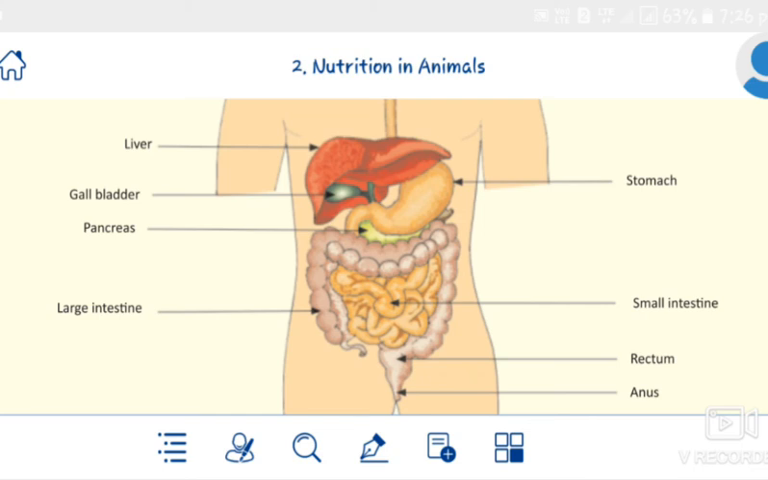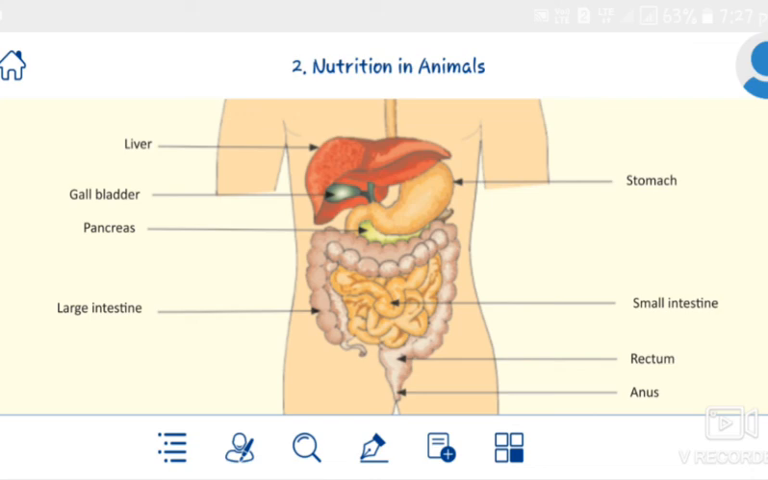After all the useful nutrients from the digested food are absorbed into the blood in the small intestine, the remaining undigested food materials pass into the large intestine. You can see that the large intestine, in pink color, surrounds the small intestine. The large intestine is broader and shorter than the small intestine.